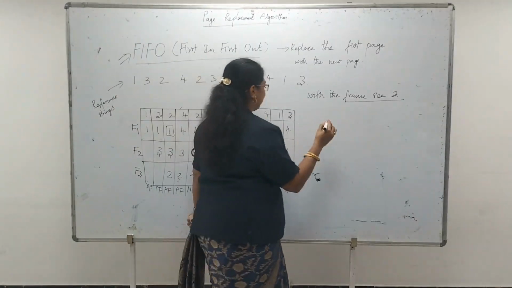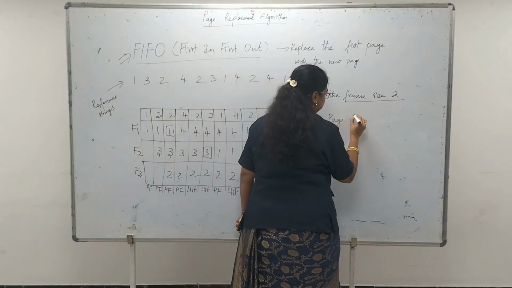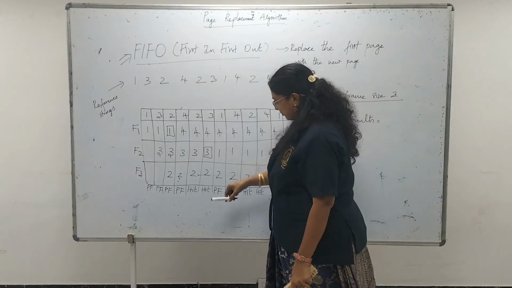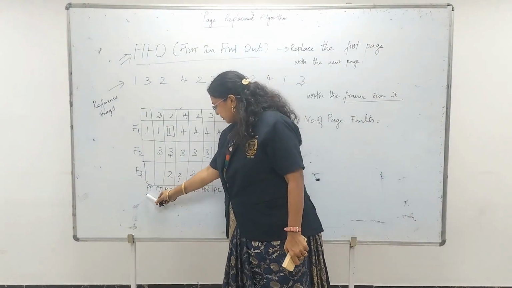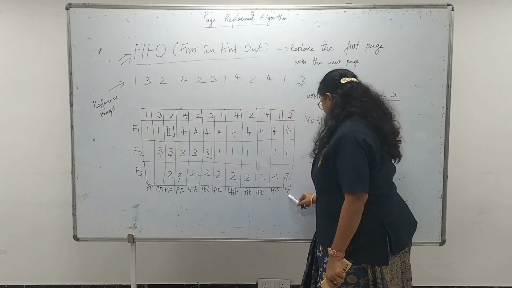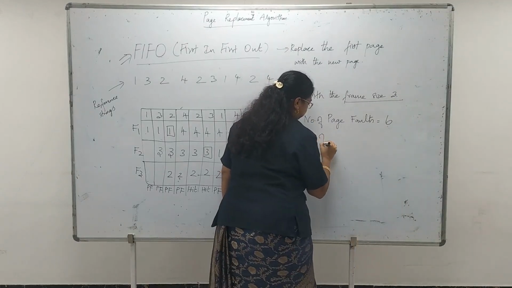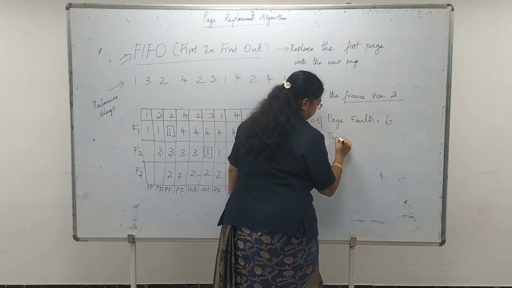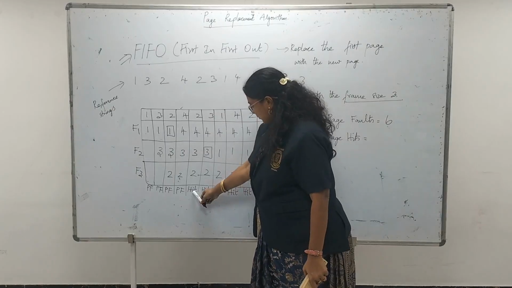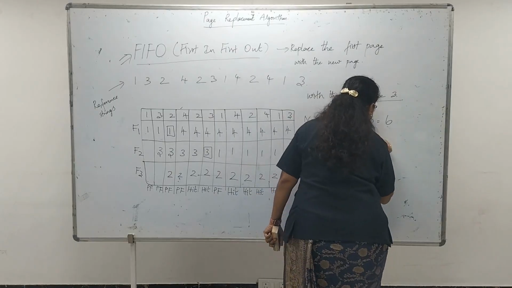Now we are going to calculate the number of page faults. Count the number of page faults, that is PF. 1, 2, 3, 4, 5 and then 6. Next, number of hits. Count the number of hits, that is 1, 2, 3, 4, 5 and then 6.